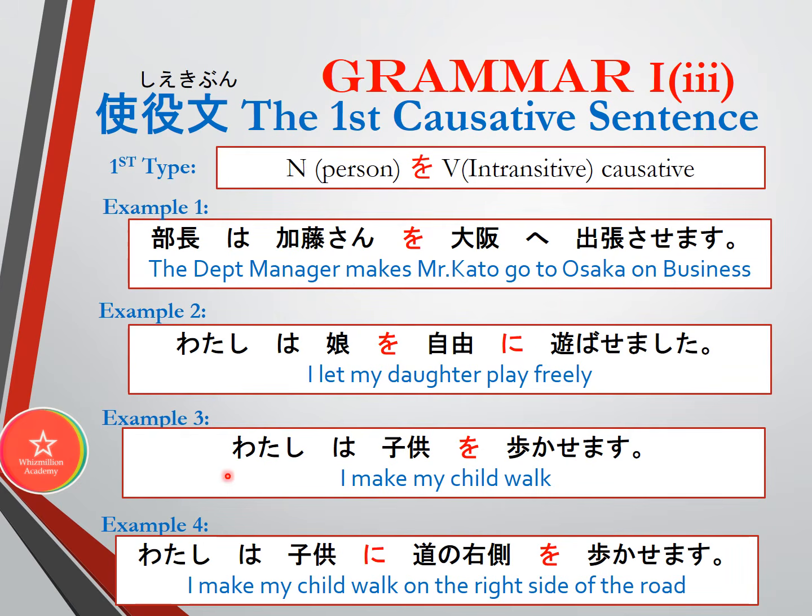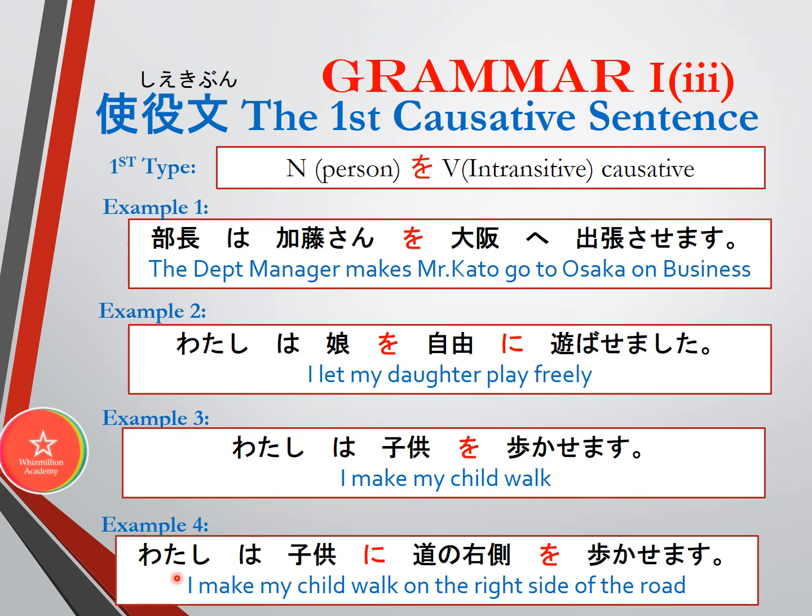Example 3: 私は子供を歩かせます. I make my child walk. This is an instruction. It could also be a permission. So kodomo is the one receiving this permission, and the particle attached to kodomo is を, since this is an intransitive verb, arukimasu.